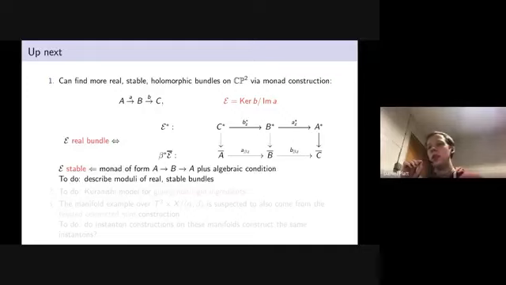And stability of your monad turns into an algebraic condition if your monad is of the form A, B, A, which is also not so hard to check. The nice thing is, for rank 2 bundles on CP2, actually every stable bundle comes from this monad construction. So one thing you could do is describe the moduli of all real stable bundles on CP2 using this monad construction. That's probably not super hard.